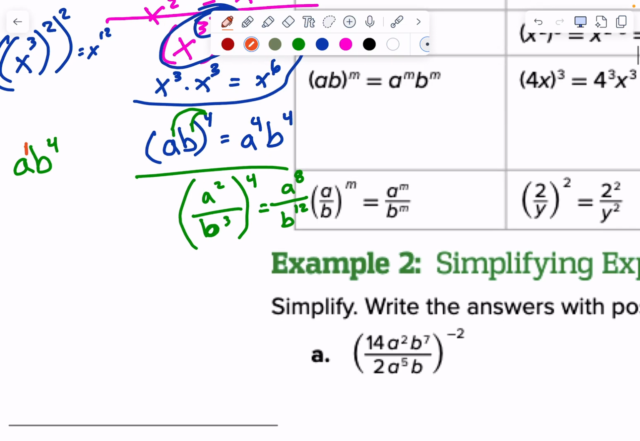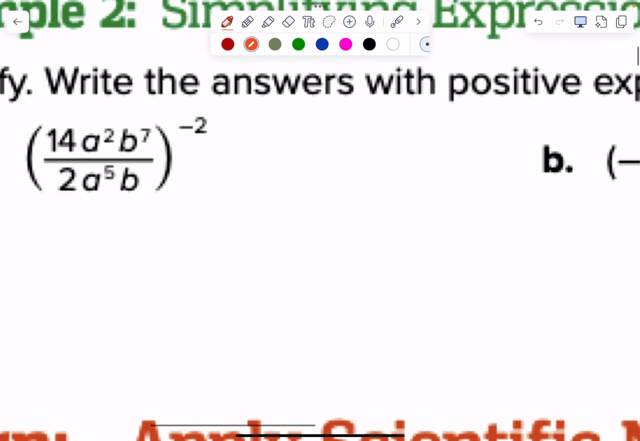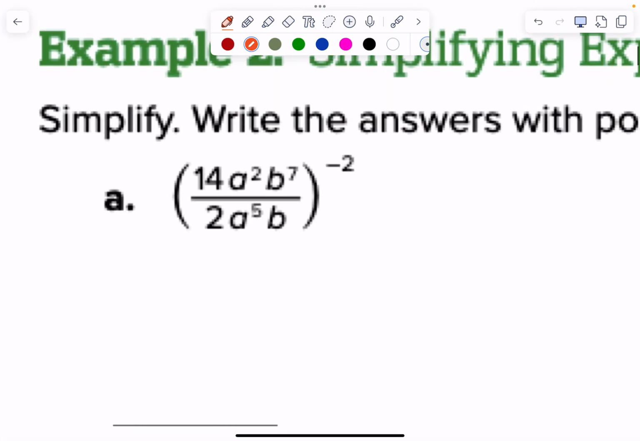All right, here we go. This is where it gets messy because we've got lots of things going on. Simplify. Write the answers with positive exponents. So we have to fix all those. All right. What would you like to do first?